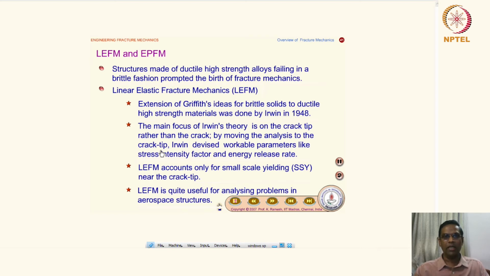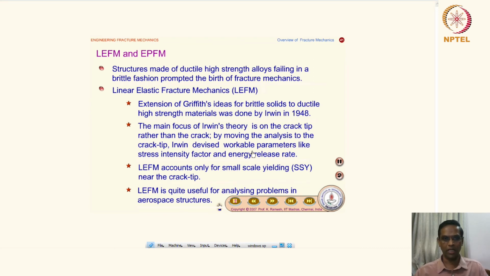The moment the attention shifted from the center of the crack to the crack tip, the scenario was quite different. That is why it is mentioned like a crack tip. Irwin devised workable parameters like stress intensity factor and energy release rate. Very important. So we are now talking about parameters called stress intensity factor. I said that comes out of the stress analysis, elaborate stress analysis, and also the new term, energy release rate. This is another parameter which governs the crack growth.